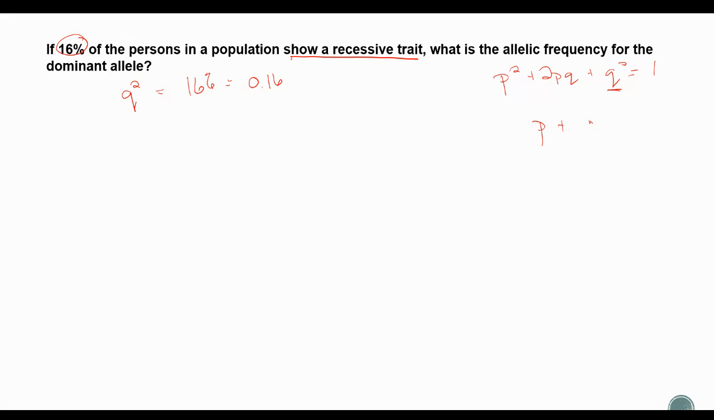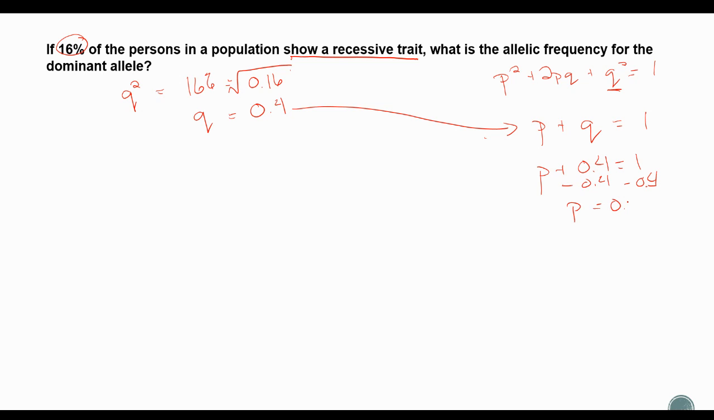But I also have the equation that P plus Q equals 1. So what I can do is take this and find Q. I do that simply by taking the square root. So the square root of 0.16 is 0.4. So Q is going to equal 0.4. If I put that into my equation here, I have P plus 0.4 equals 1. And so I can subtract 0.4 from both sides of the equation. And so P equals 0.6.